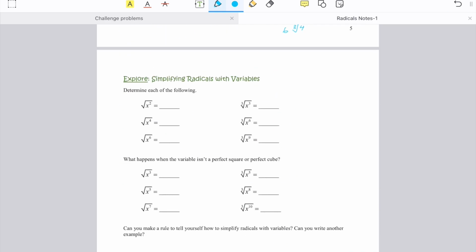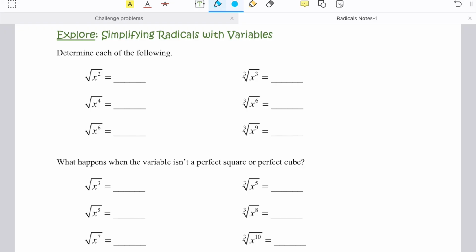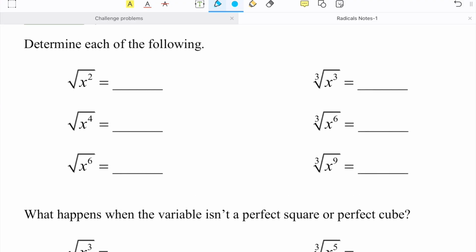So, when it comes to variables, things get a little tricky, but we're using the same idea here. So square root of x squared is just x, right? You can think of it as square root is just whatever to the power of half, right? So x squared square root is x squared to the power of half, which is just power of a power. 2 times half becomes x to the power of 1, right? So that's the math behind it.